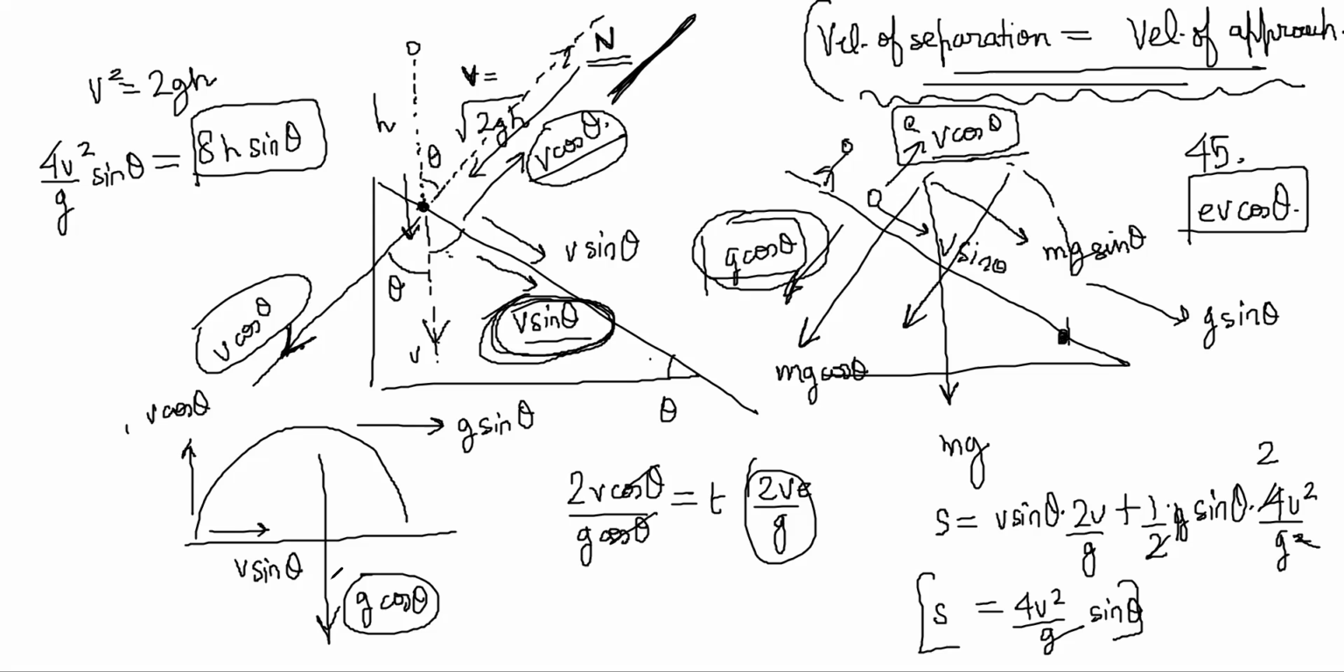In a non-elastic collision, you will have the e component which will come in and it will be e v cos theta. After that, it is projectile motion on an inclined plane, which should be understandable. That you know how to do, right?